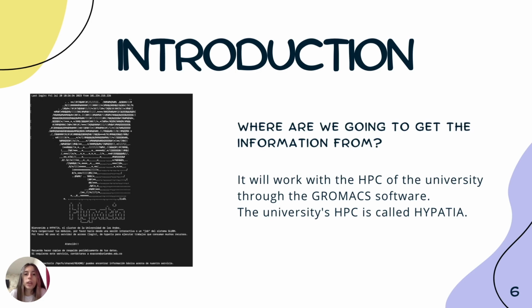Where are we going to get the information from? It will work with the HPC of the university through the GROMACS software. HPC is High Performance Computation Center, and one of the most widespread tools for carrying out molecular dynamics is GROMACS. This is a versatile package for performing molecular dynamics simulation, solving the Newton equations of motion for systems with hundreds to millions of particles. The university's HPC is called IPATIA.